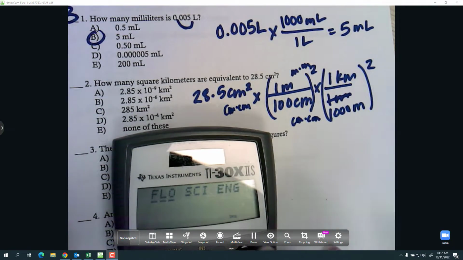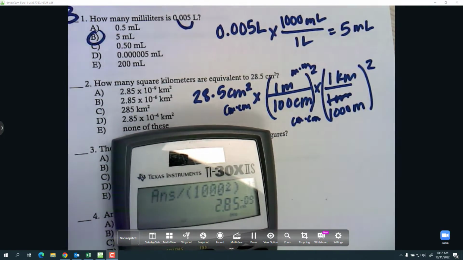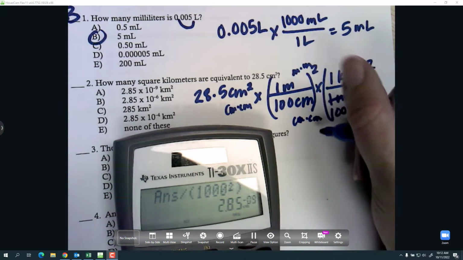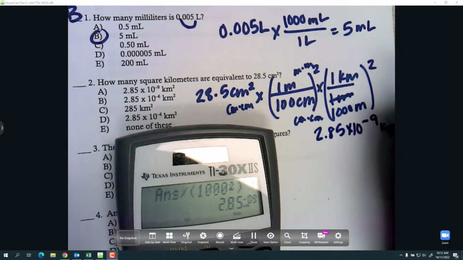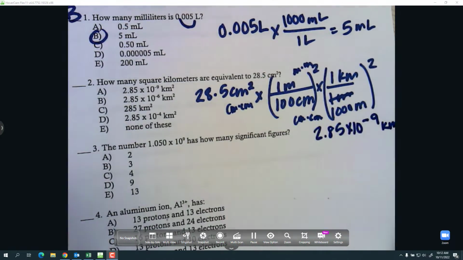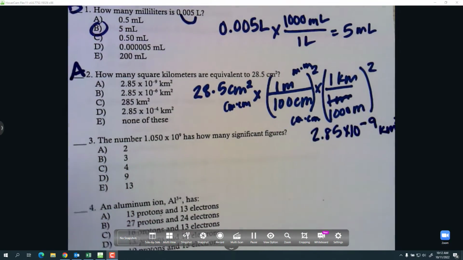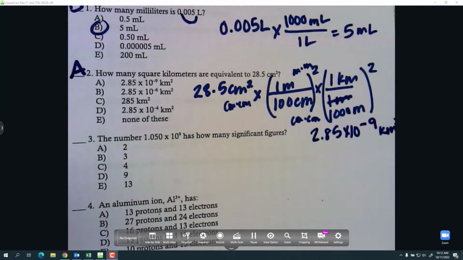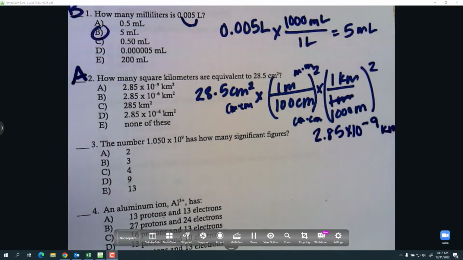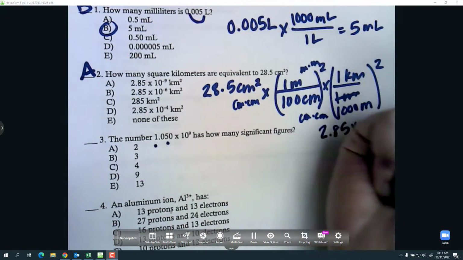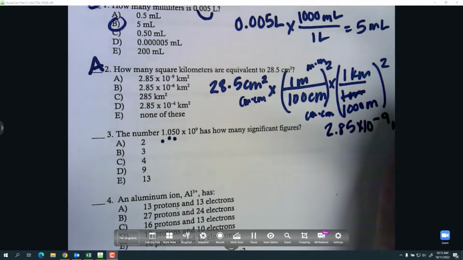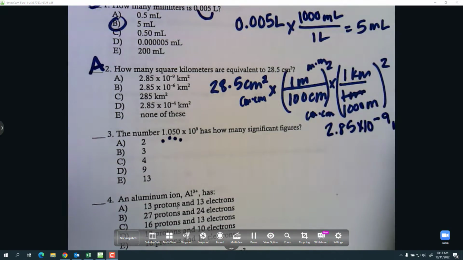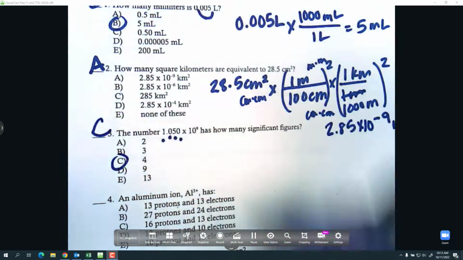So I'm going to convert this to scientific notation. And I see I don't even have to count those zeros. 2.85 times 10 to the minus 9. Significant figures. Remember, anything that's not a 0 is significant. A 0 in the middle of non-zero digits is significant, and a 0 at the end of the decimal is significant.